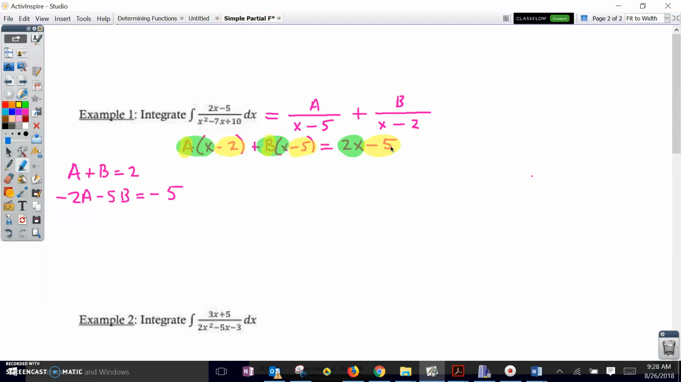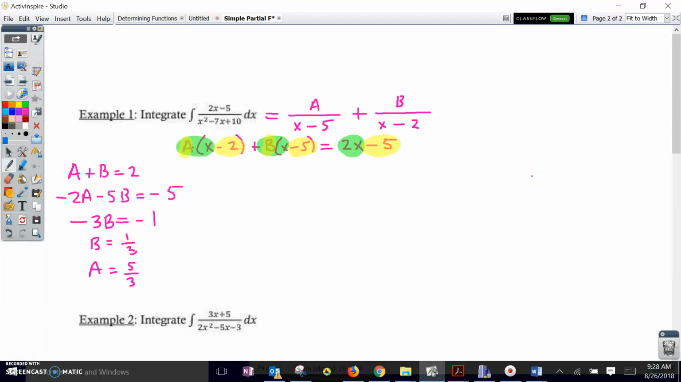Alright, now once we've written our system of equations, we need to solve it. I'm going to take 2 times the first equation and add it to the second. That eliminates the A's, gives us negative 3B is equal to negative 1. So B is equal to 1/3. And substituting that back into the first equation, we get that A is equal to 5/3.